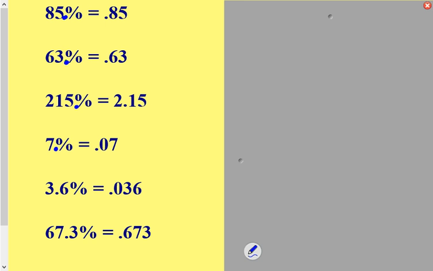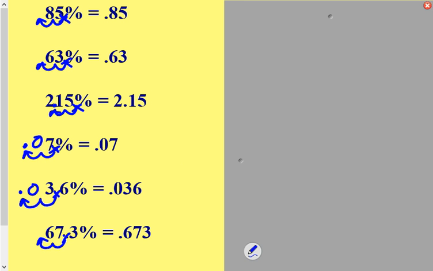The 3 6/10 and the 67 3/10 percents already had decimals in them, so I don't need to put those there. But I moved 2 places to the left. That's going to give me 85 hundredths. 2 places to the left gives me 63 hundredths. 2 places to the left gives me 2 15 hundredths. 2 places to the left gives me 7 hundredths, because I have to annex that 0. 2 places to the left gives me 36 thousandths. 2 places to the left gives me 673 thousandths. So the rule is always to move twice to the left.